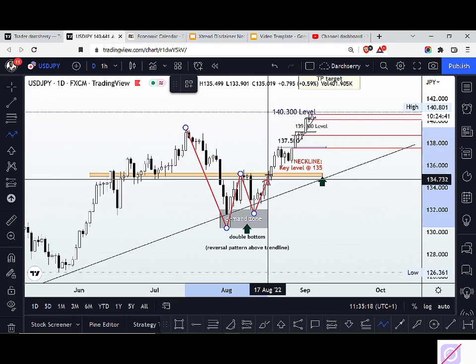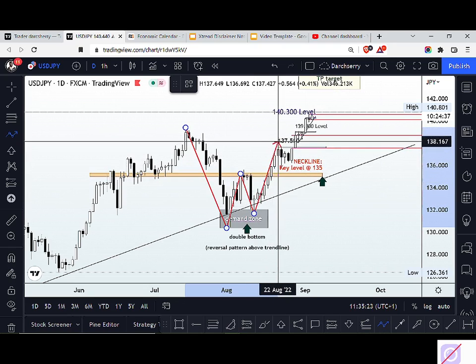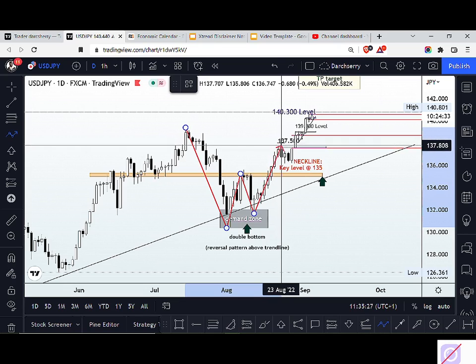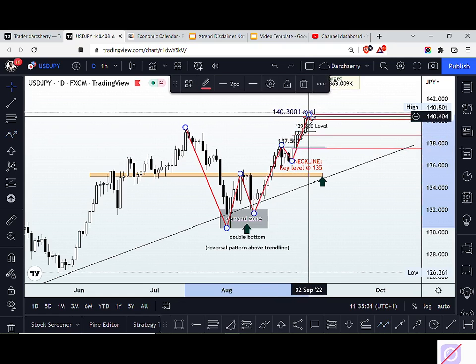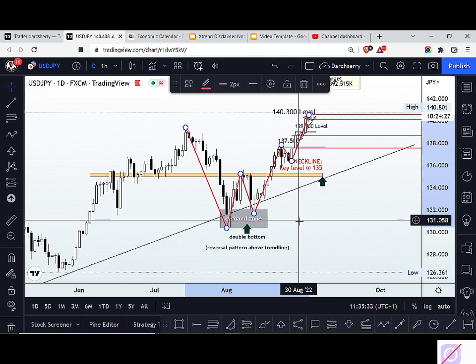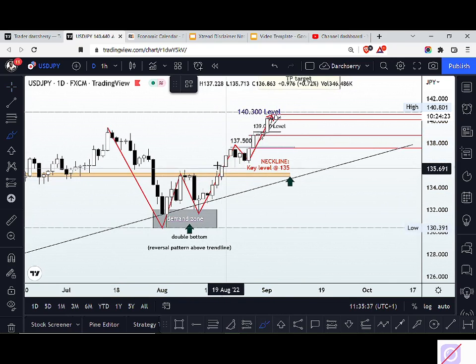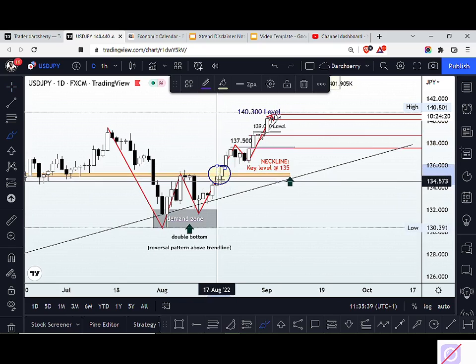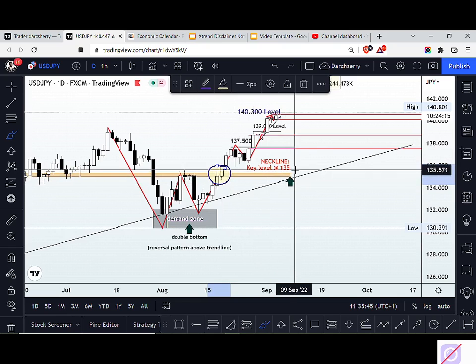We saw a breakout of that structure, a breakout of the neckline at the 135 Japanese yen area, and since then price has continued to find higher highs. One thing you will notice here is that after the breakout of this neckline, on the 18th of August, price is yet to come back to do a retest of this neckline.